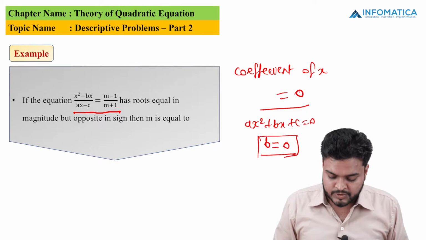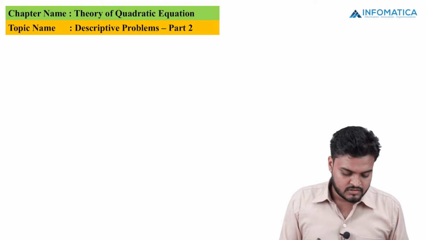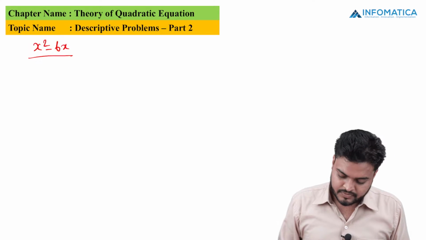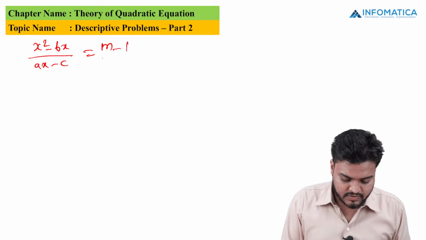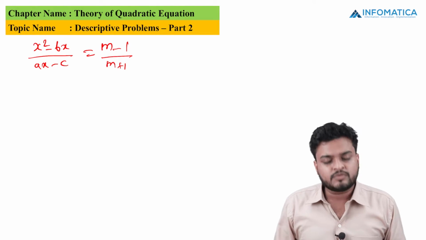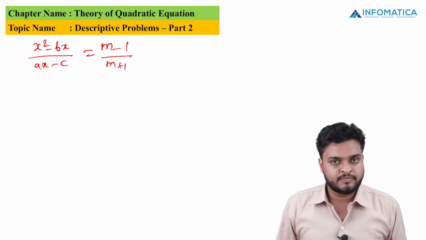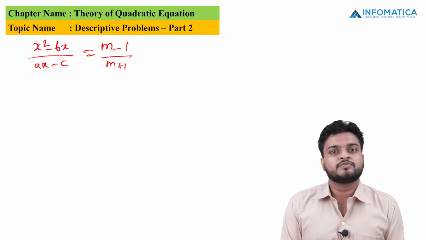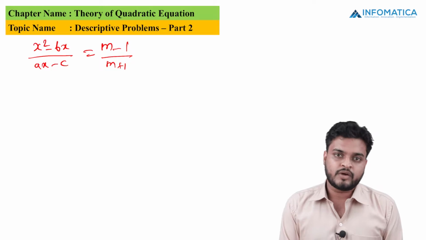यहाँ पर इस इक्वेशन में मुझे इसी कंडीशन को अप्लाई करना है and definitely I will get my answer. So my question is x square minus bx upon ax minus c is equal to m minus 1 upon m plus 1. So first of all, what should I do? I should write this equation in a standard format, that is ax square plus bx plus c. After that, I can equate the coefficient of x to 0, and I can get the value of m.